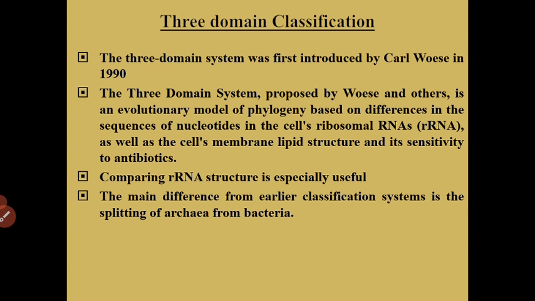Now let's see the three-domain classification system. The three-domain system was first introduced by Carl Woese in 1990, so it is also called the Carl Woese classification. The three-domain system proposed by Woese and others is an evolutionary model of phylogeny. Phylogeny refers to the evolutionary relationships between organisms.